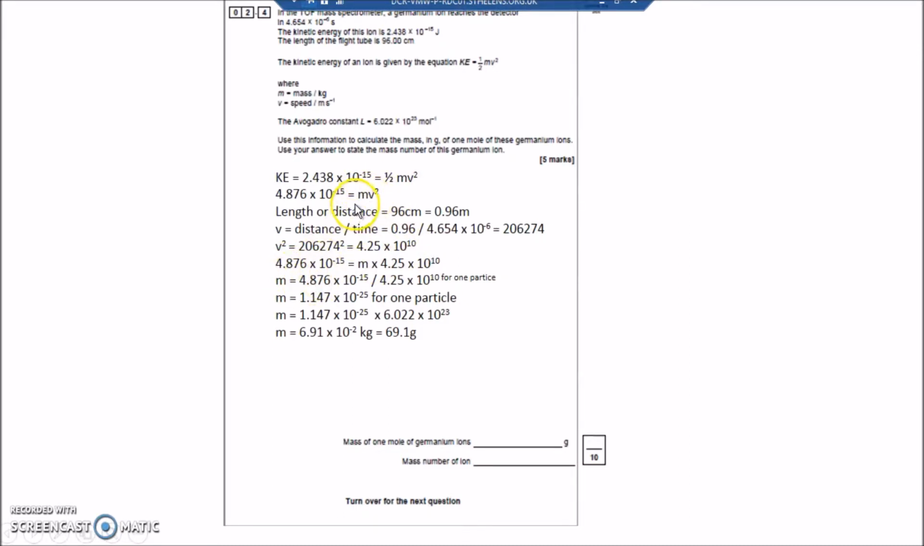So now I can work out mass here, because I've got v squared, I've got kinetic energy. So the mass is 1.147 times 10 to the minus 25, and that's the mass of one particle in kilograms. If I multiply by Avogadro's number, it gives me the mass of a mole, 6.91 times 10 to the minus 2 kilograms, multiplied by 1,000, 69.1 grams is the mass of 1 mole of this substance.